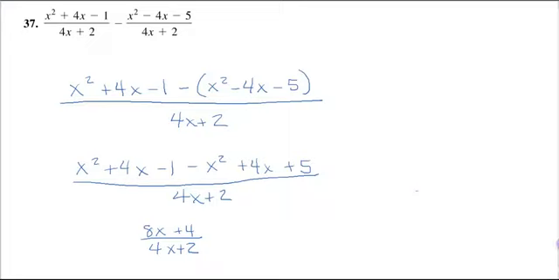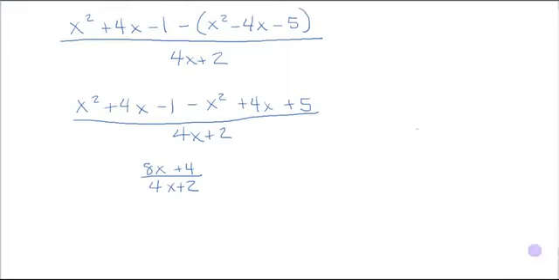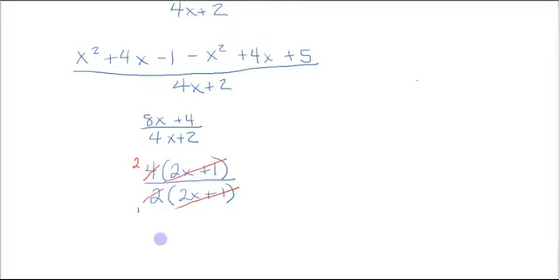Now if I want to simplify this, I'll need to factor. I cannot cancel things unless I have factors. So I'll factor here. Factor out a 4 on the top, and you're left with 2x plus 1. Factor out a 2 on the bottom, and you're left with 2x plus 1. Now you can see the 2x plus 1's cancel, and 2 goes into itself once and into 4 2 times. So our answer is 2.